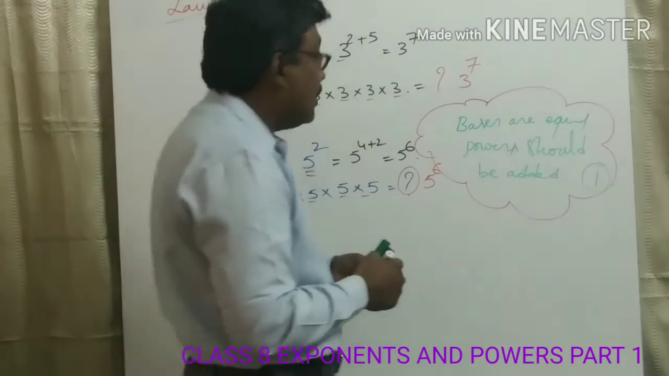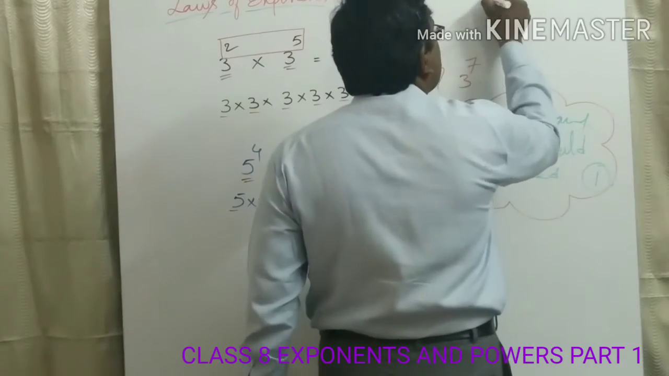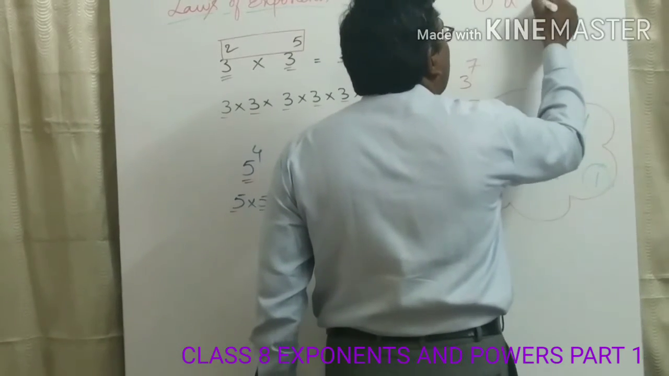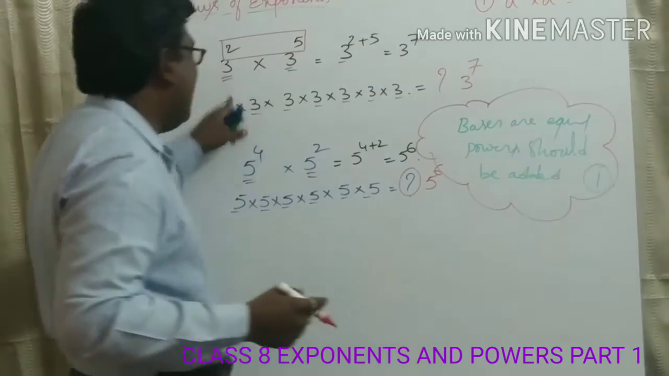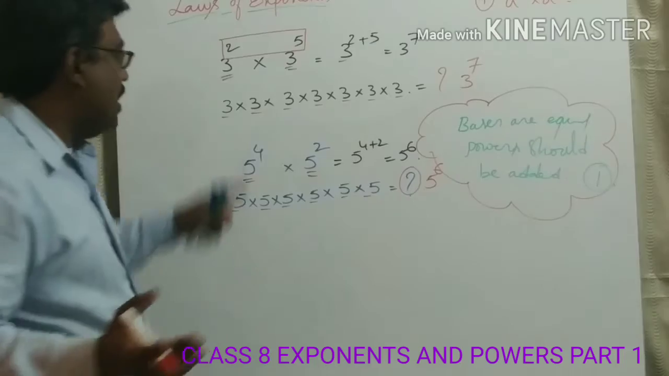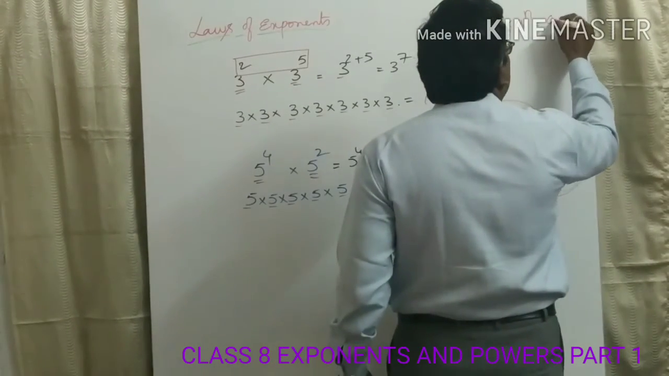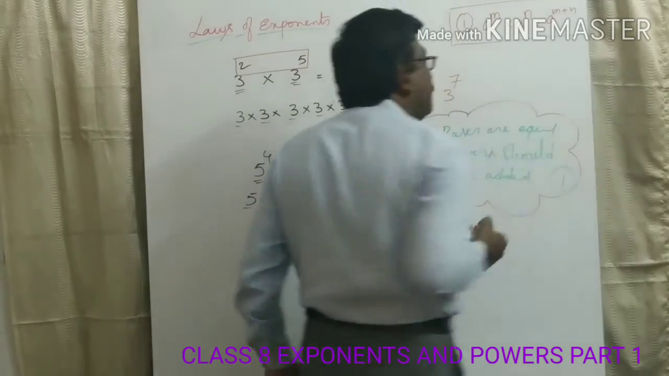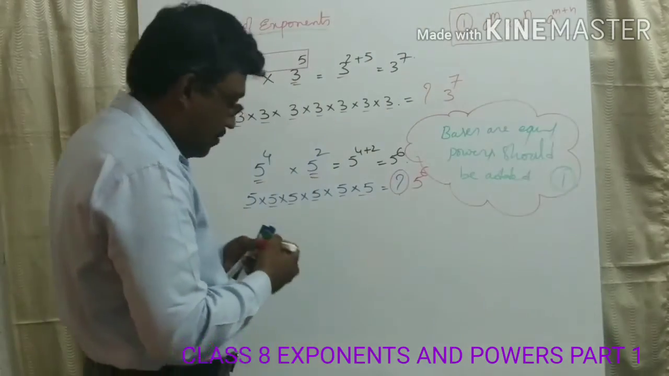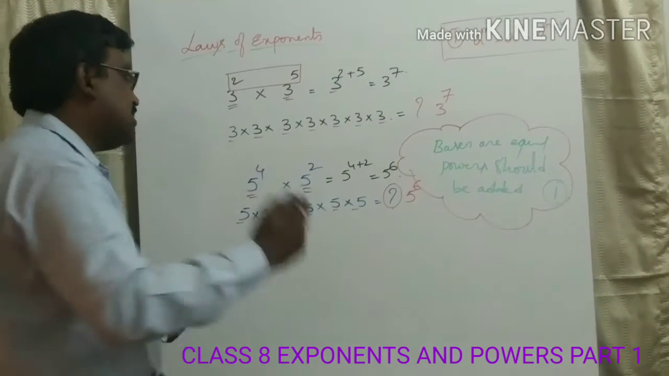So, with the help of this, we are writing the first formula: a power m into a power n. a can be 3 or 5 or 7, whatever it may be. Power can be anything. a to the power of m into a to the power of n is a power m plus n. Then this one we can extend.